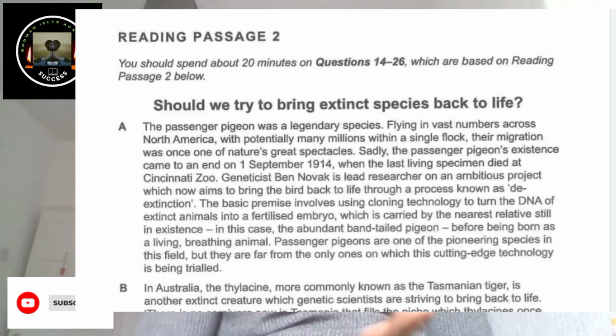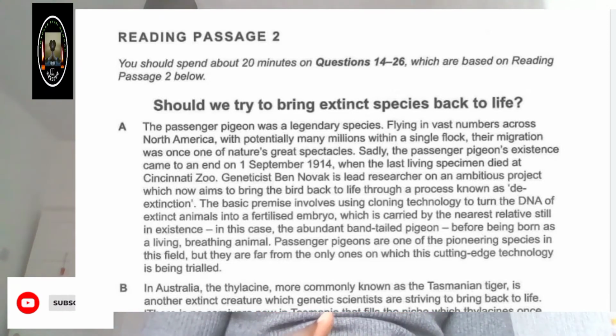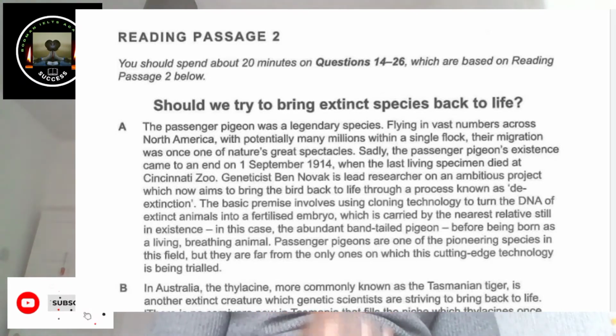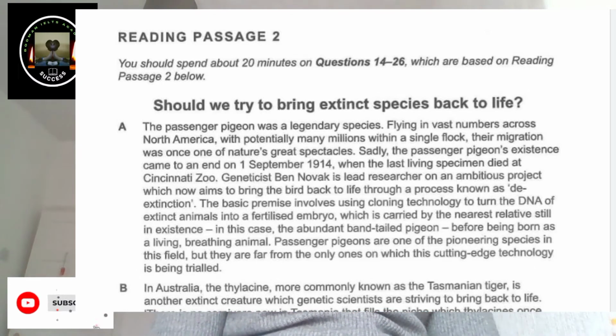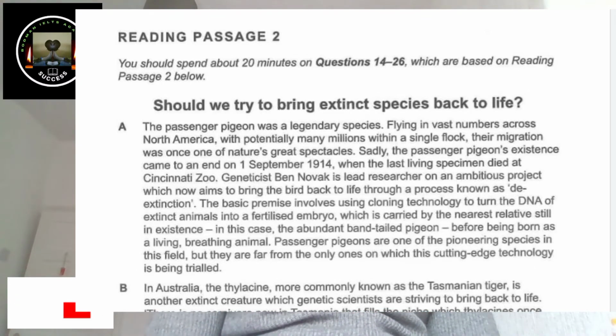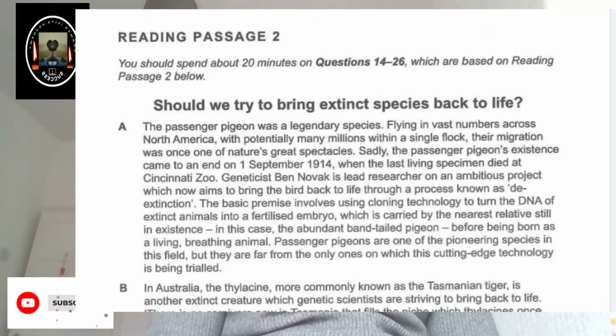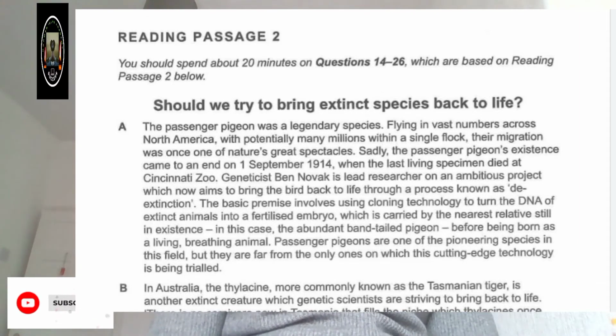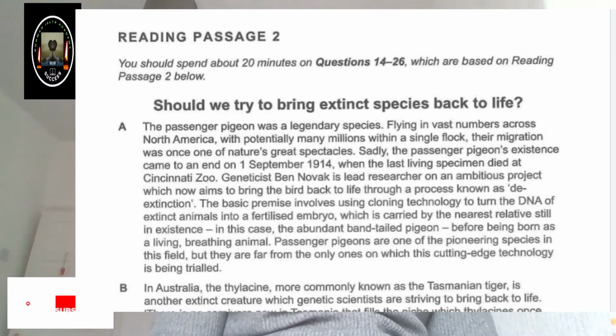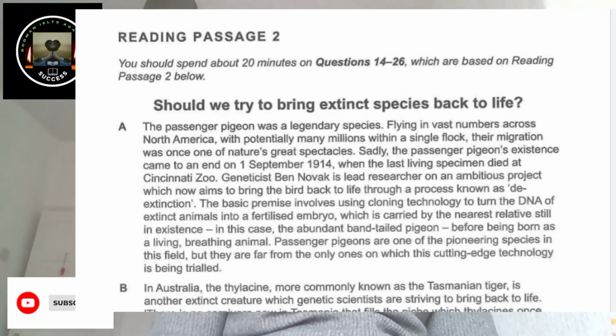I hope you are getting this. It's a very clear thing. As long as you can read the statement and understand, you can pass ahead. Now, they came to an end on this day when the last living specimen died at Cincinnati Zoo. That is where the last specimen died.